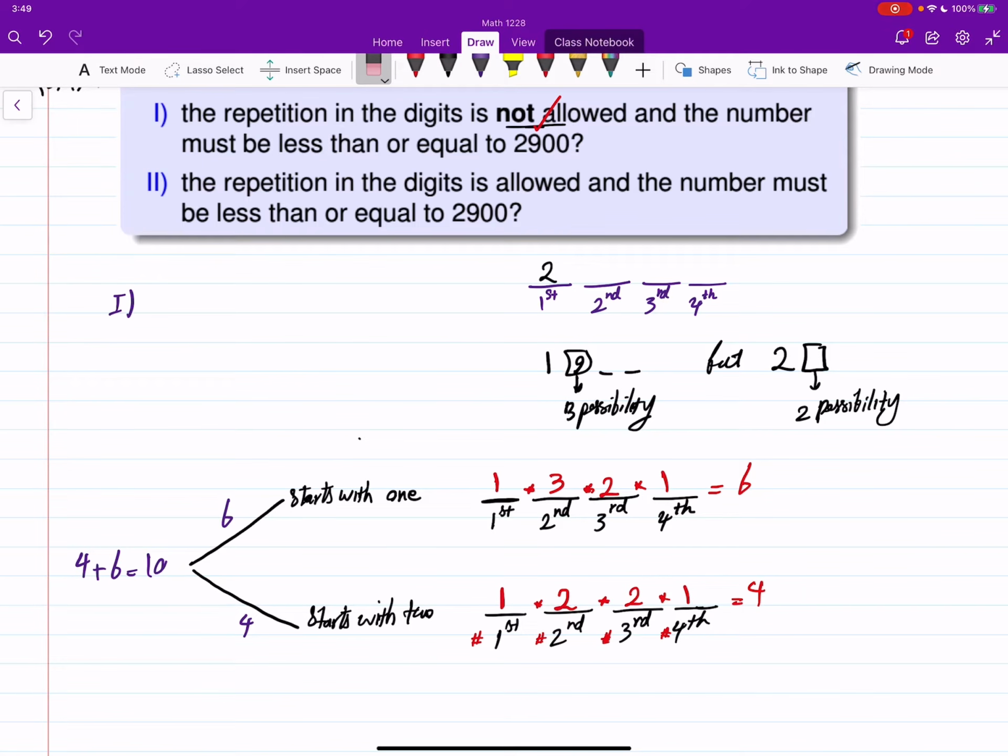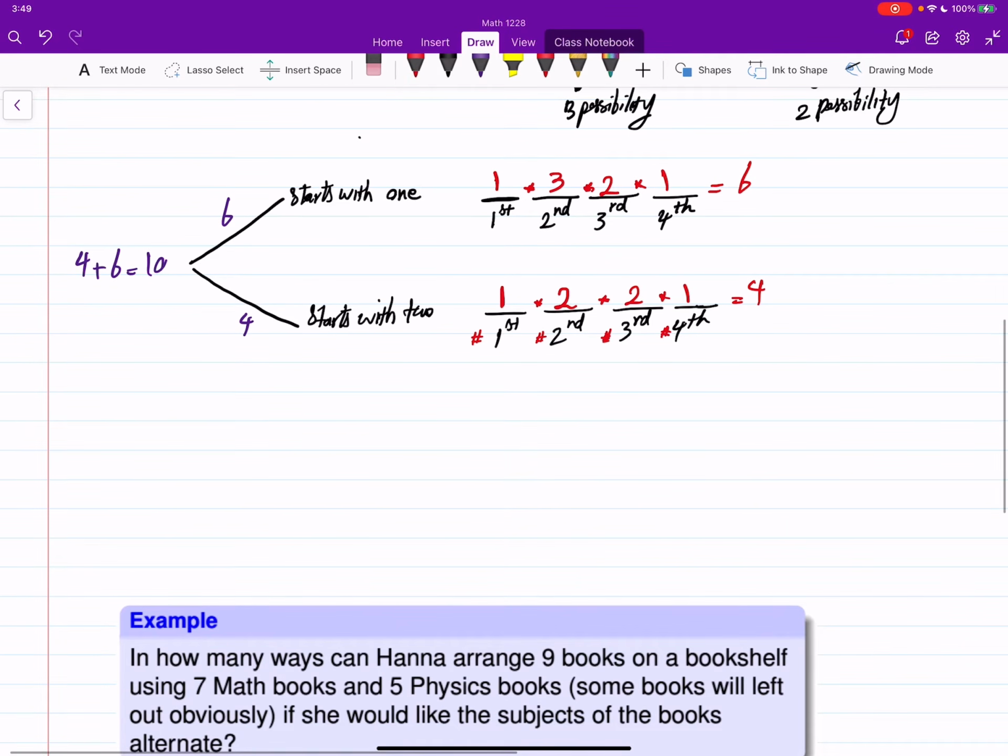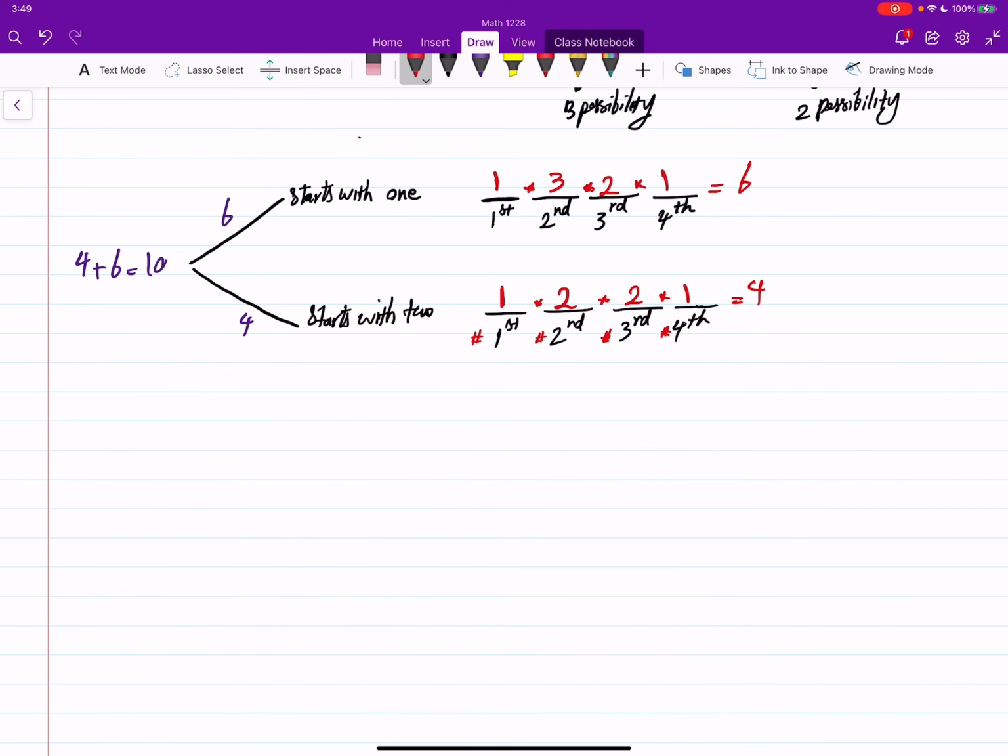Okay. The second condition asks the same thing. We are only interested in the cases that are less than or equal to 2900, but the repetition this time is allowed. So that is the difference. Okay, so we will go this time again. This is part 2. So depending on starting with 2 or 1, okay?